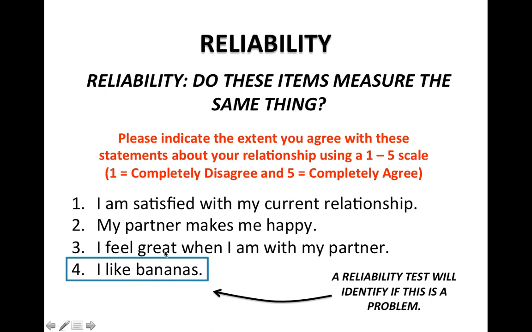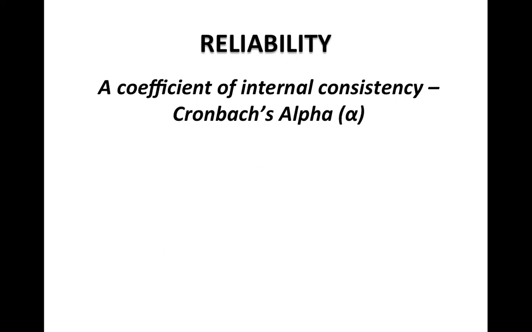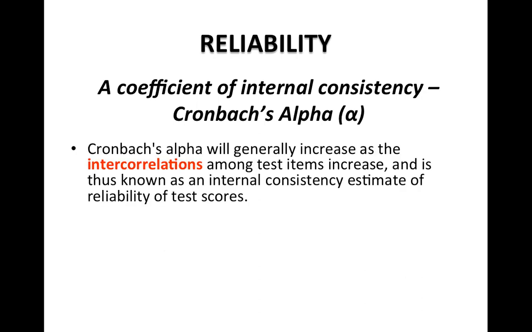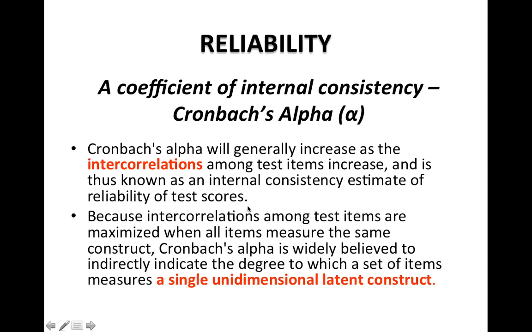So to determine this, we calculate Cronbach's alpha, which is a measure of internal consistency. So what it will do is it looks at the correlations between variables, and what it's looking for is a higher intercorrelation. And based on that, the higher this intercorrelation is, the higher the Cronbach's alpha coefficient will be. And the higher that value is, the more you can trust that the items are measuring the same underlying construct.